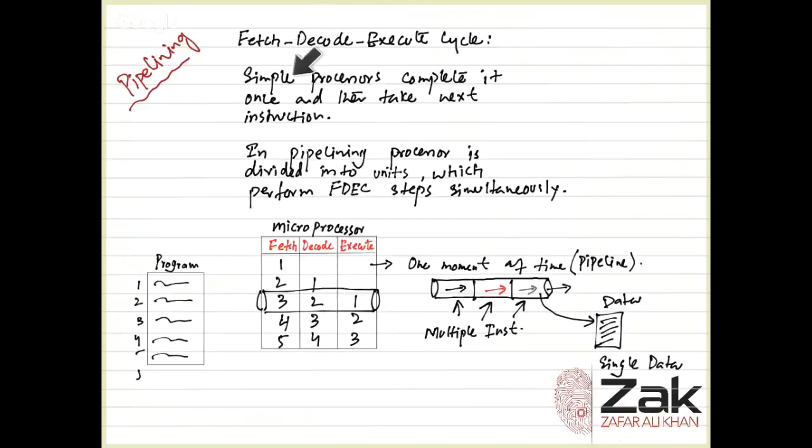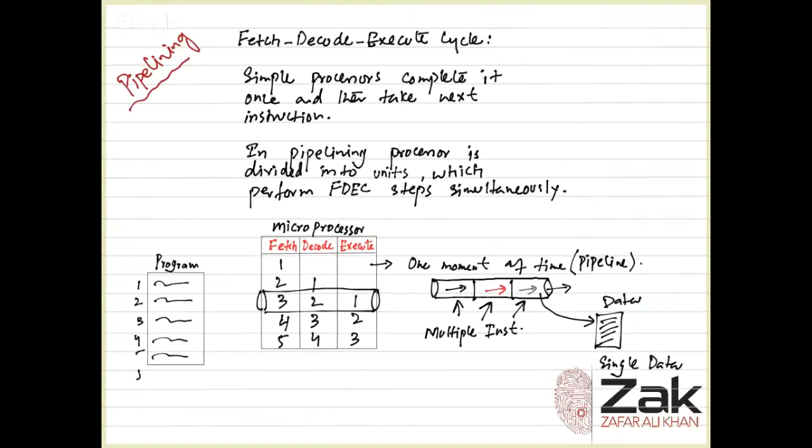All right. So simple processors complete the fetch, decode, execute cycle once and then take the next instruction. In pipelining, the processor is divided into units, which are fetch, decode, and execute. So let's say one program has got 4 instructions. So the first instruction, this is a pipeline. Pipeline is there. Why do we see a chart? Because we are actually noting it down.